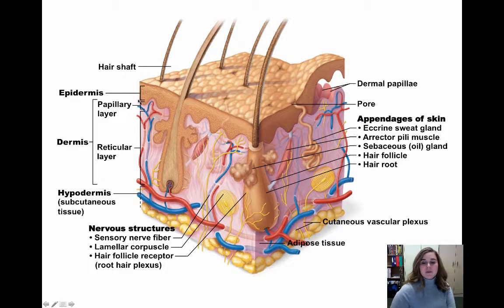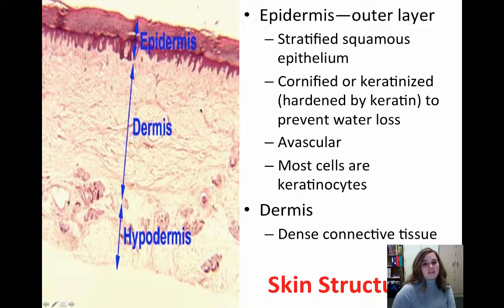Okay. So the epidermis is the outer layer. It's made of stratified squamous epithelium. It's keratinized, meaning it's hardened by keratin, and remember that helps to prevent against water loss. It's avascular, right? And most cells are keratinocytes, meaning that they secrete keratin. So that goes back to helping to prevent against water loss.